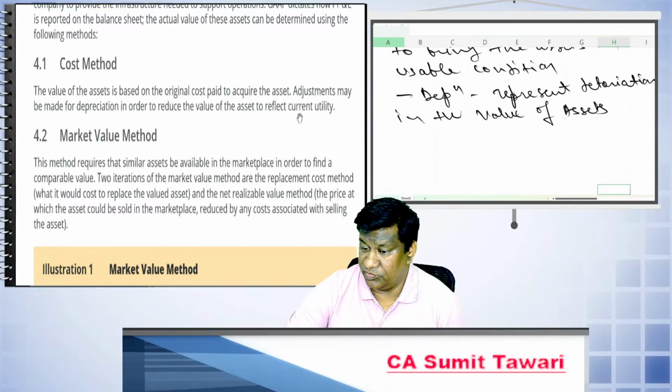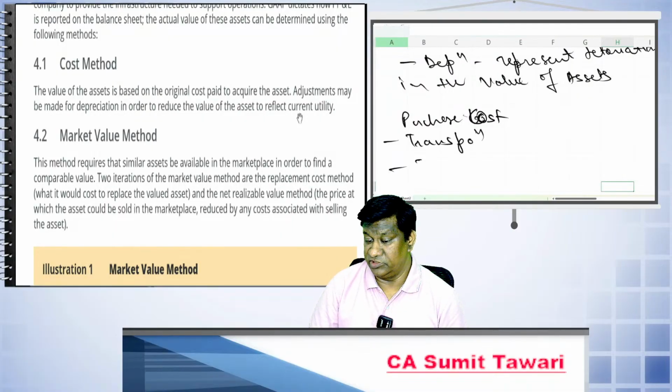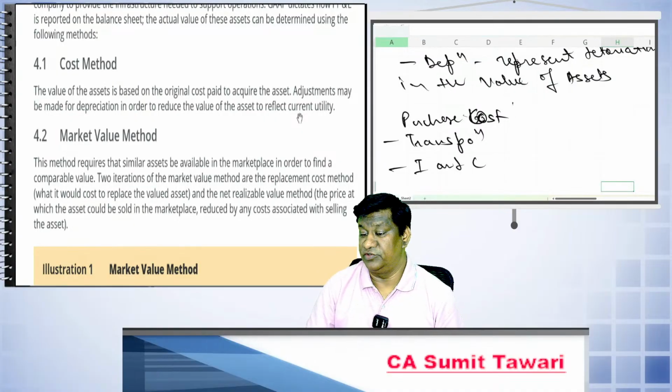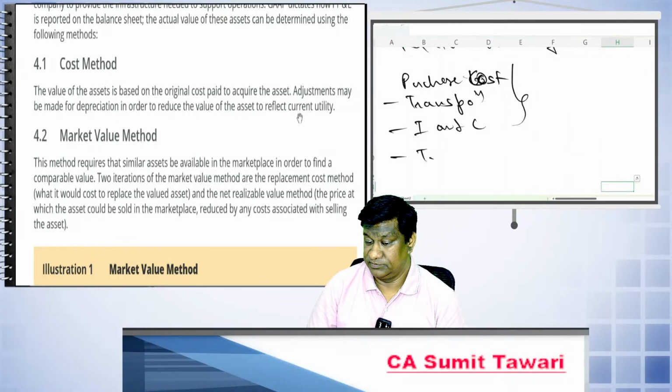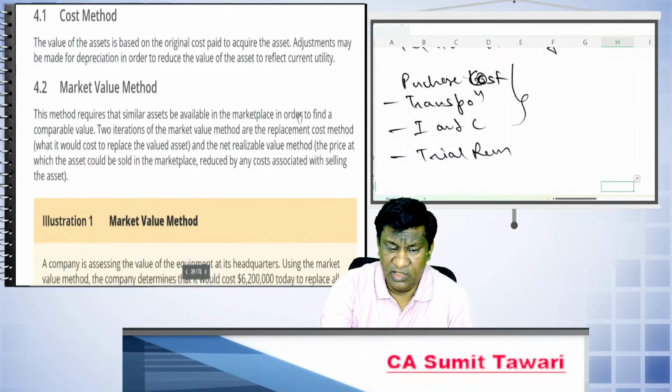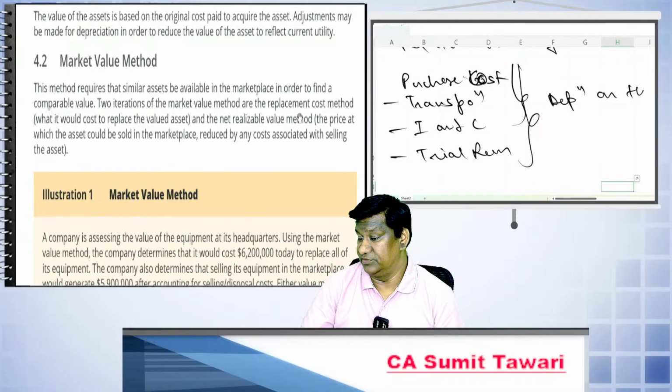Okay. So in the cost method, whatever may be the purchase cost, transportation, installation and commissioning, all that we need to consider. Even the trial run also we need to consider. And on a yearly basis, we charge depreciation on the basis of the useful life of the asset.